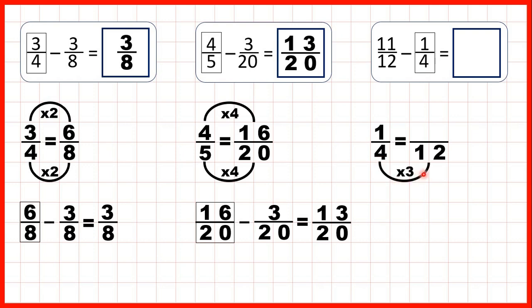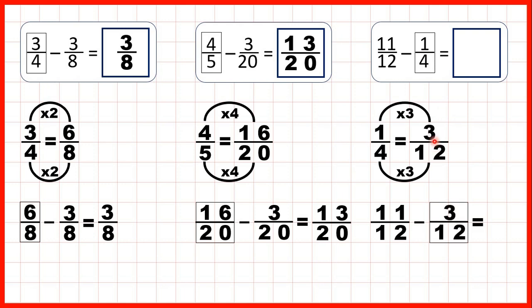Now, 4 times 3 is 12, and 1 times 3 is 3, so we can rewrite our question. This time, we're keeping the 11/12 the same, but instead of subtracting 1/4, we're subtracting 3/12, because we've seen that that's equivalent to 1/4. Now our denominators are the same, so they stay the same in the answer, and 11 minus 3 is 8, so our answer is 8/12.